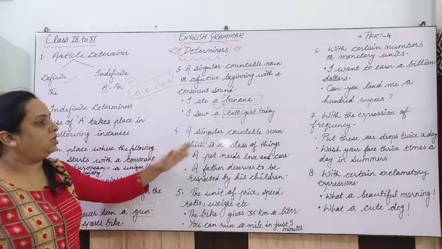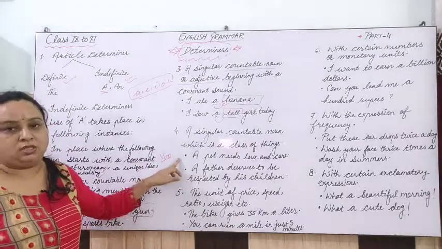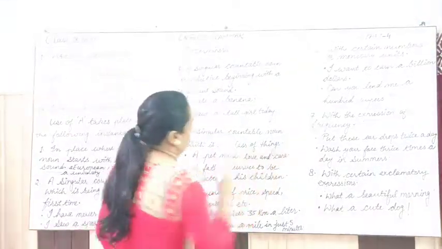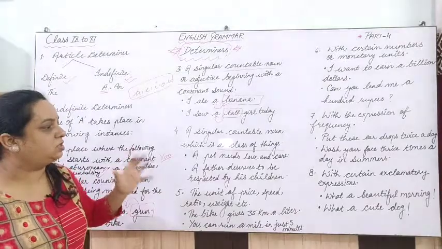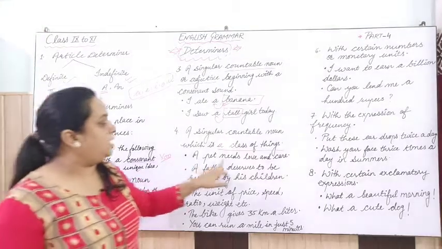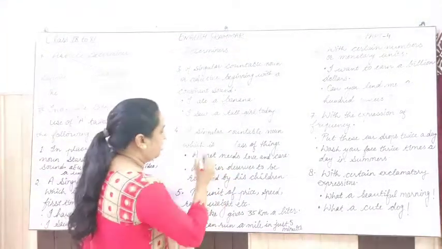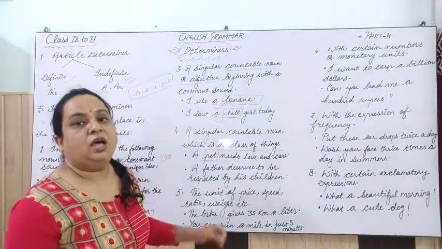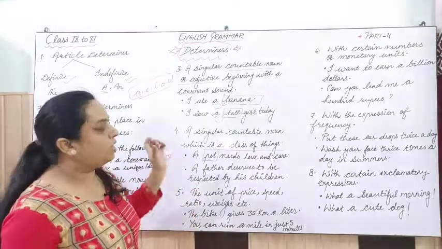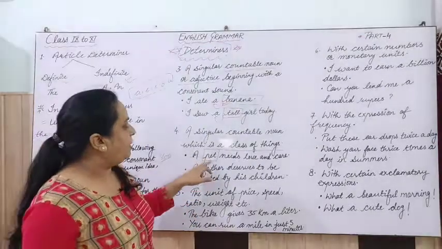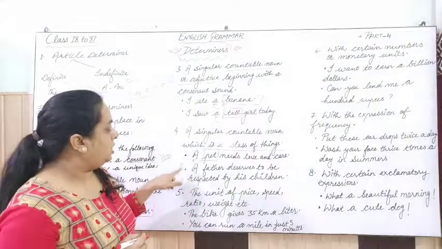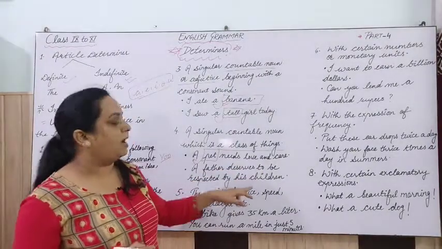Next is a singular countable noun which is a class of things. Class of things means when we talk about the whole class. So, a pet needs love and care. So what is the class? We are talking about pets, all the pets. It may be dog, it may be cat, it may be horse, anything. So we are talking about the class of pet here. So with this I am using "a".